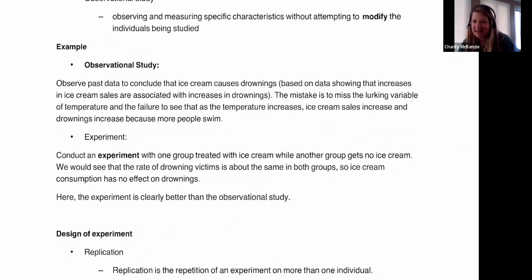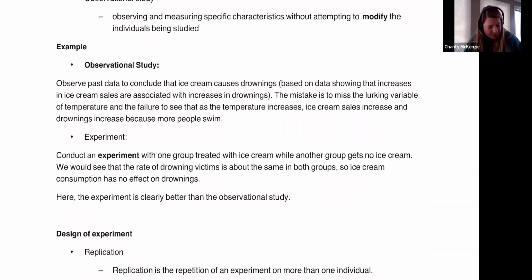We observe this. Well, we eat more ice cream in the summer and we swim more in the summer, right? So of course, they're not really related. They just both happen at the same time. So the mistake is to miss the lurking variable of temperature, okay? And failure to see that the temperature increases, then both ice cream and drownings increase. If you miss something so big like that in your study, you could be promoting something that's not really true.